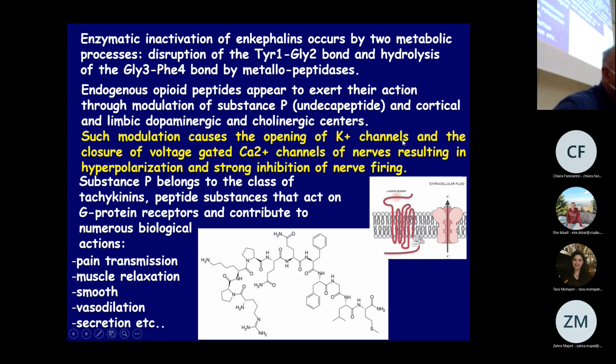You see here in yellow the effect of the activation of the opioid receptors. In particular, we can see the opening of potassium channels and the closure of the voltage-gated calcium channels of the nerve, resulting in hyperpolarization and strong inhibition of nerve firing. So we block the transmission of the action potential. This is the mechanism of our agonists on the opioid receptor.